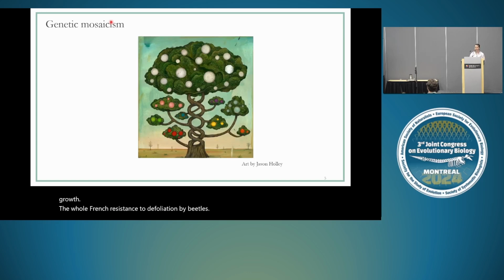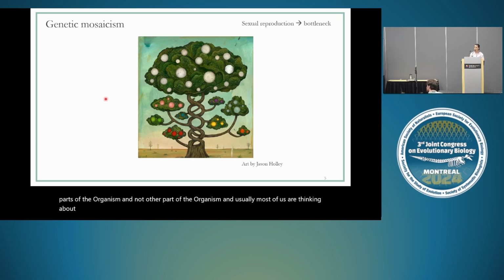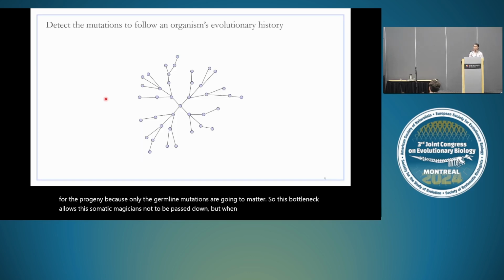This is called genetic mosaicism, when you have some mutations that are present in only some parts of the organism and not other parts of the organism. And usually most of us are thinking about sexually reproducing organisms, and these somatic mutations don't really matter for the progeny, because only the germline mutations are going to matter, so this bottleneck allows these somatic mutations not to be passed down. But when you focus on clonally reproducing organisms, this mutation that appears in one of the modules can be passed down to the next modules.